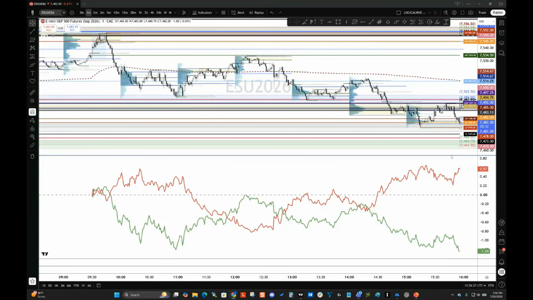Some are positively correlated, meaning that they tend to move in the same direction of the ES. Some are negatively correlated, meaning that they tend to move in the opposite direction of the ES.